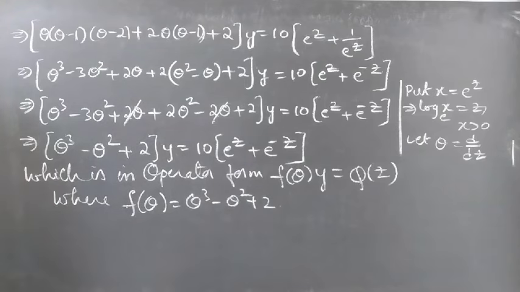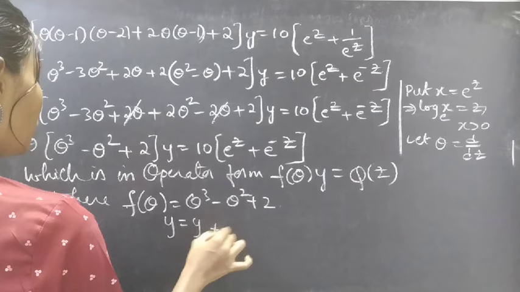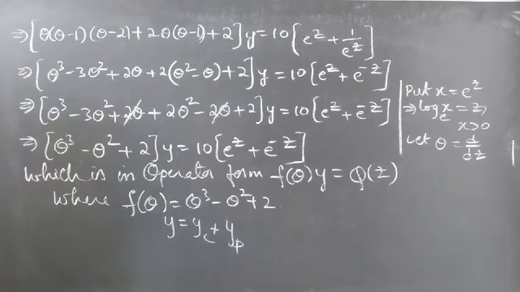Now we need to find the general solution to the given equation, which is given by y equals yc plus yp. So we'll find yc using the auxiliary equation. Later we'll go for yp. Okay. So firstly, let's find yc using the auxiliary equation.